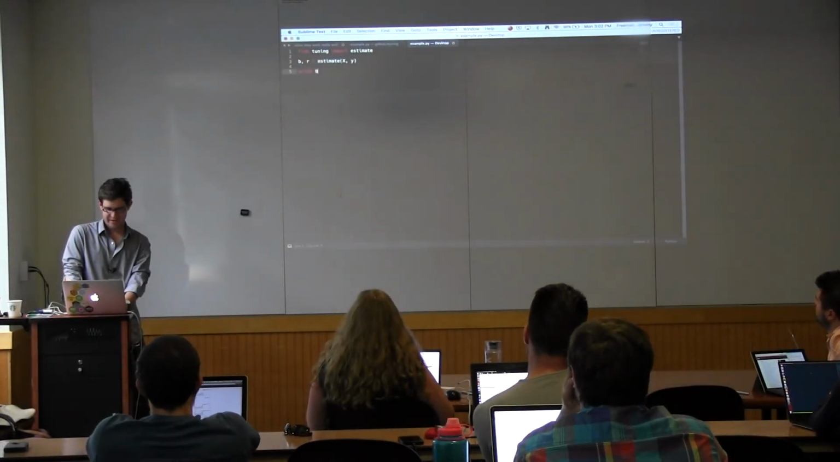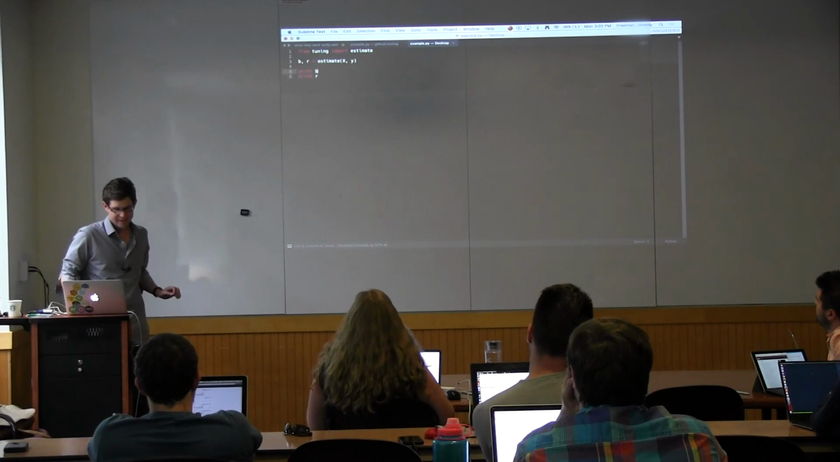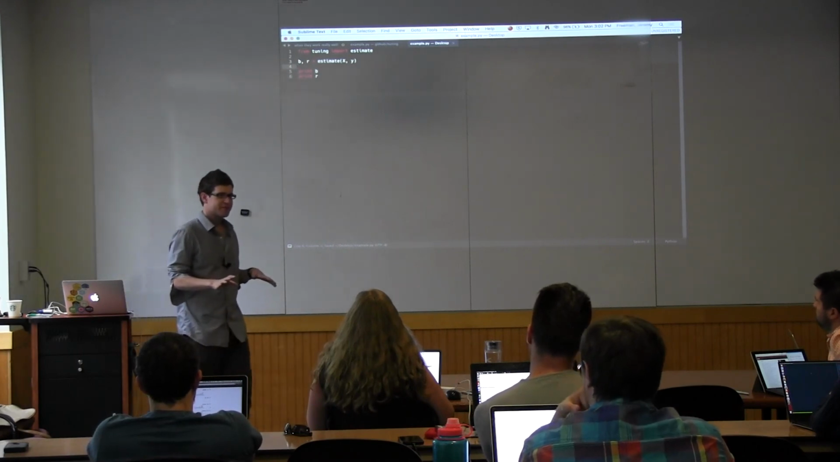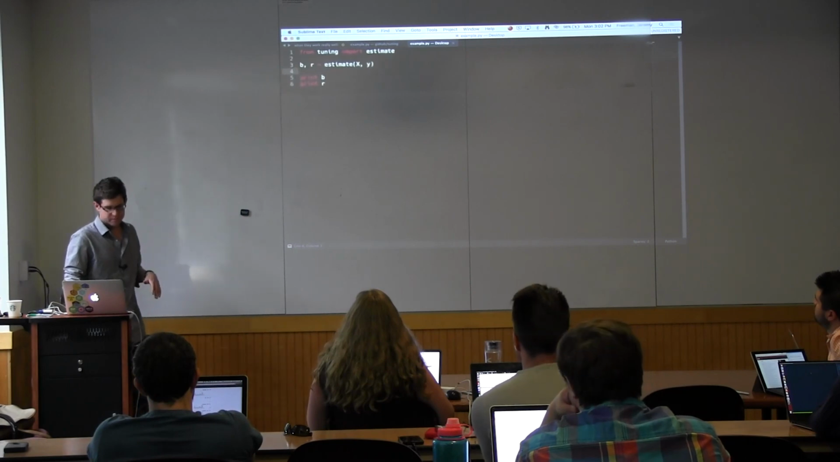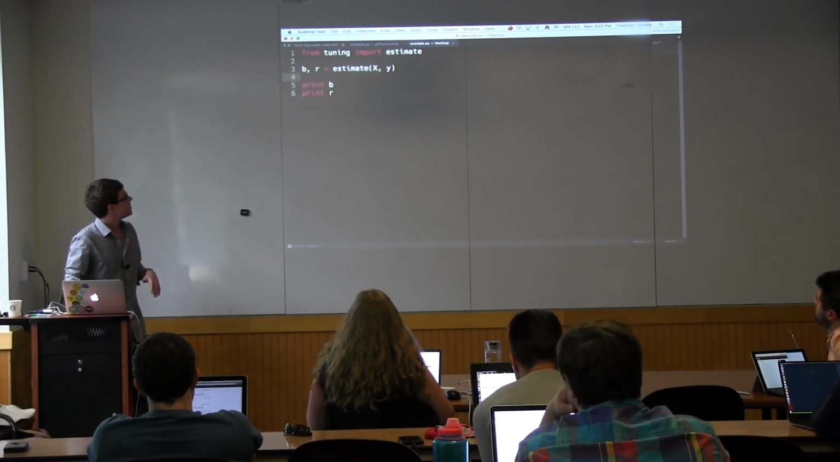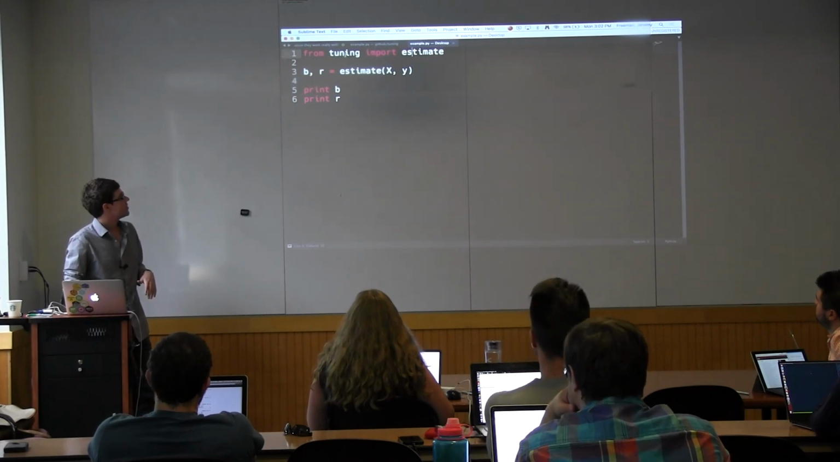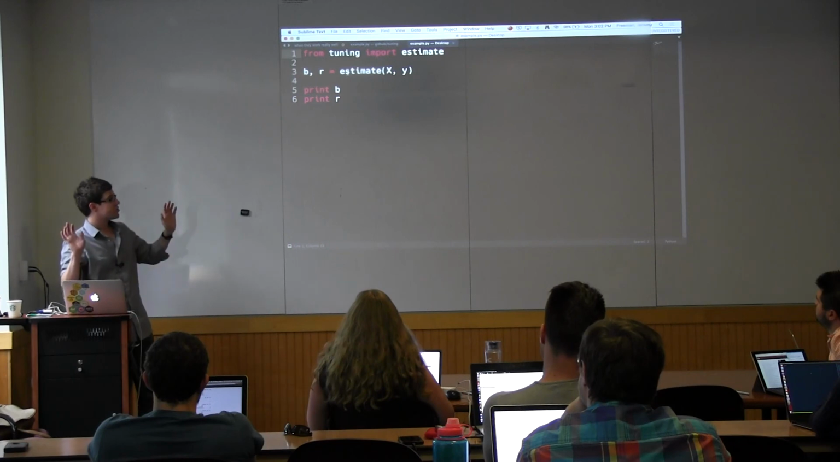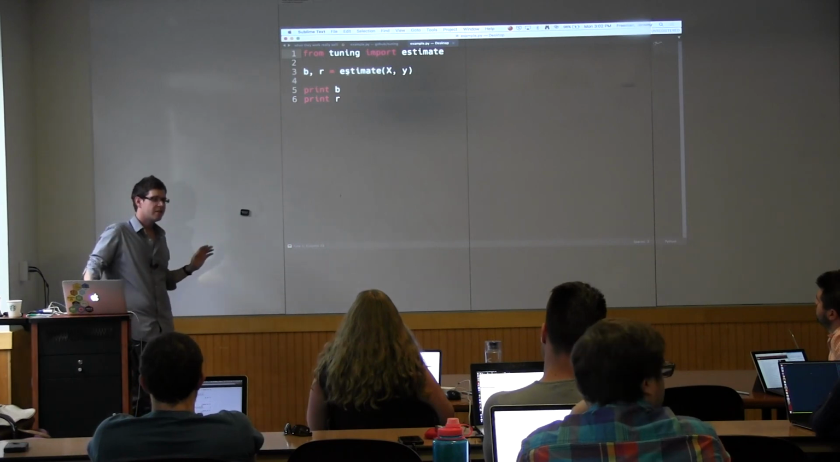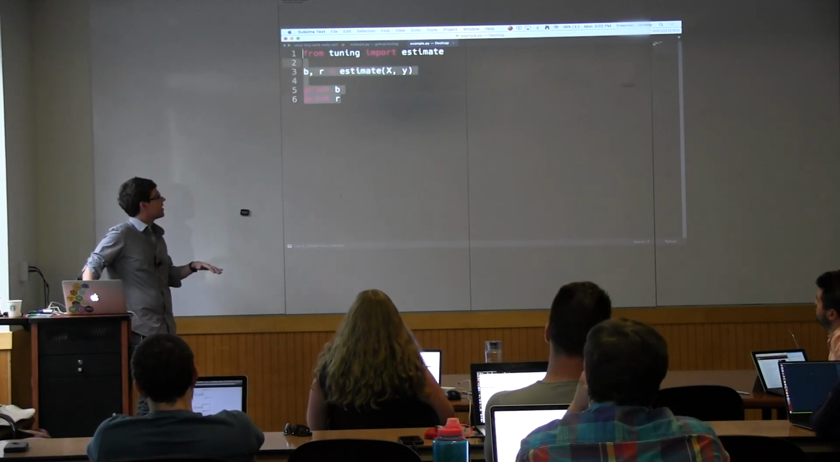Print b, print r. So this is absurdly trivial, but it's just to illustrate the point. Make it a little bigger as well. So if I was planning to write a module called estimate inside of this tuning thing, or a function estimate inside of the tuning module that estimated some relationship, it really doesn't matter, between x and y, the very first thing I would do is write a file like this.